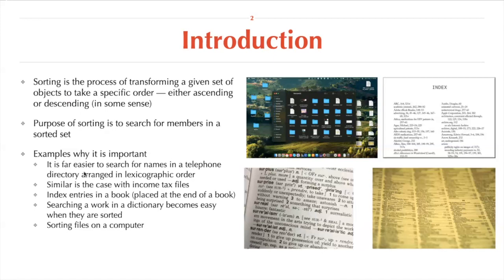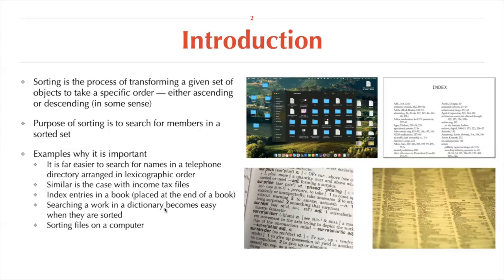Similarly, in the case of an income tax file, you need to search for any file, you need to place any file, so sorting is very important there. Index entries in a book: we can see this kind of index in a book, and they are in alphabetical order, so we can easily search for any topic. Otherwise, it will not be easy to find anything from an index.